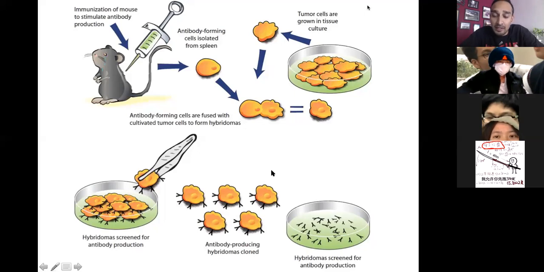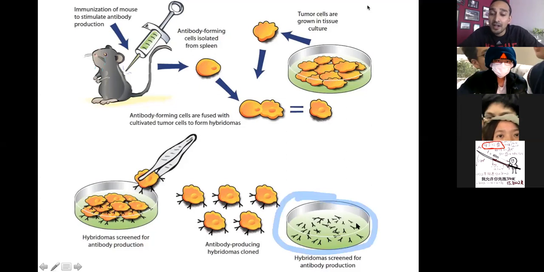Remember though, this is a form of passive immunity, right? Injecting only antibodies does not give you immunity. No immunity. So this is short term.